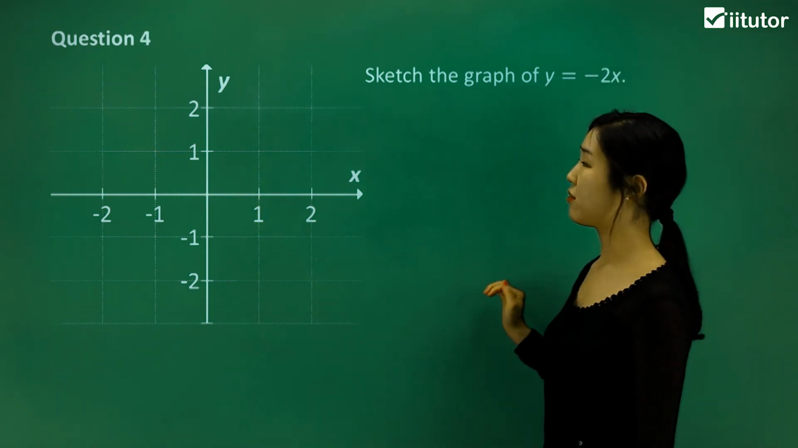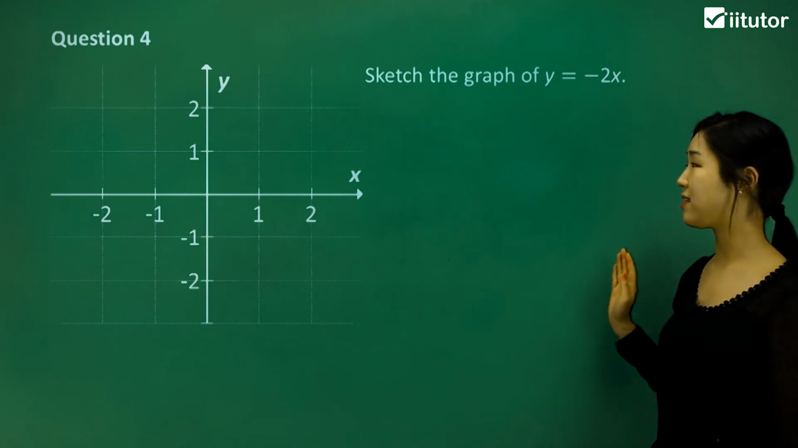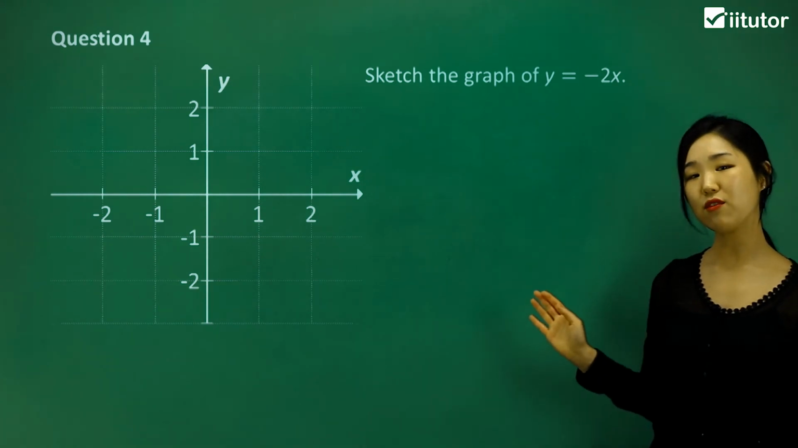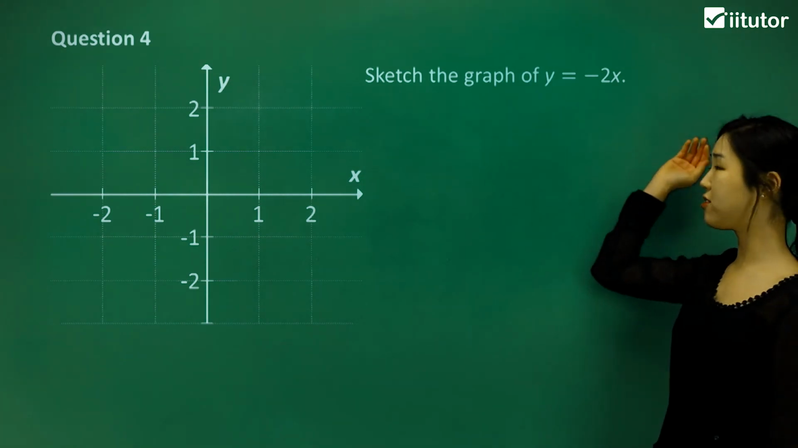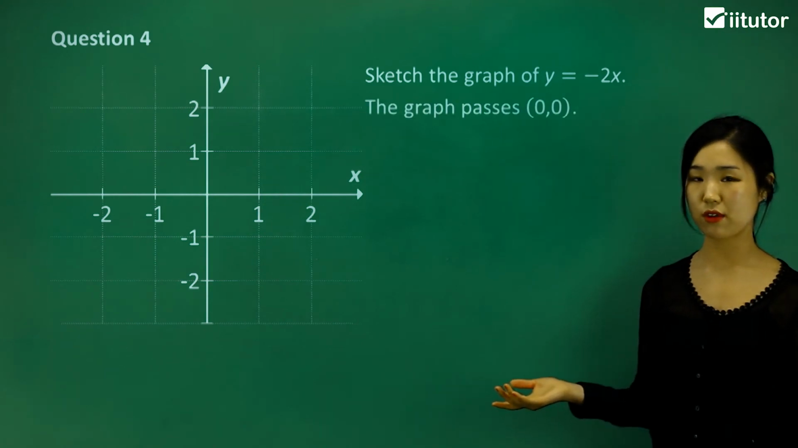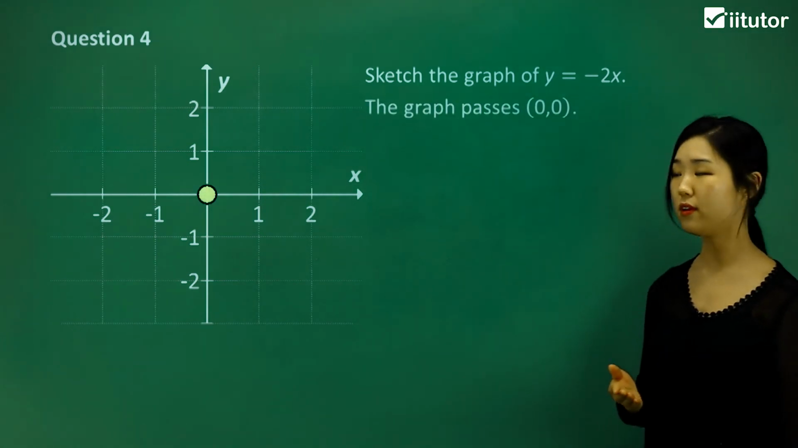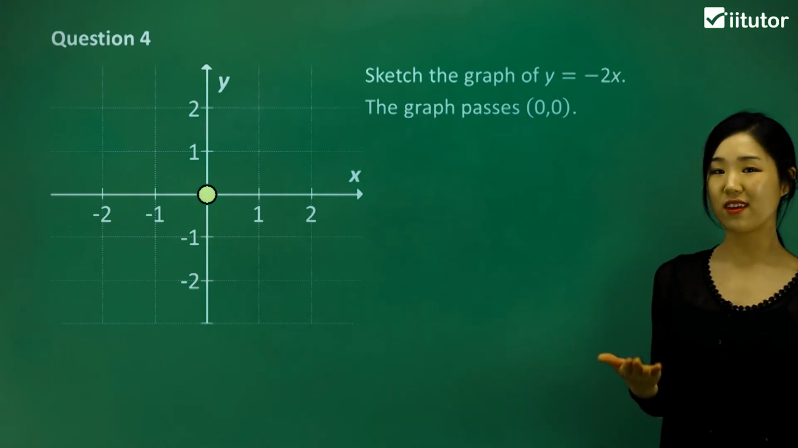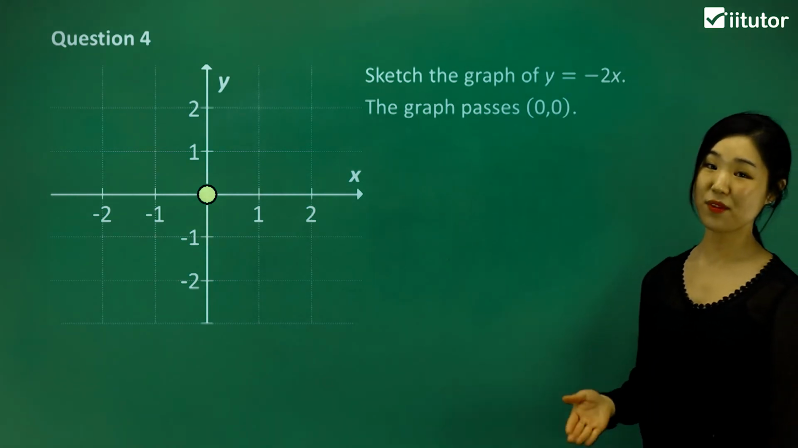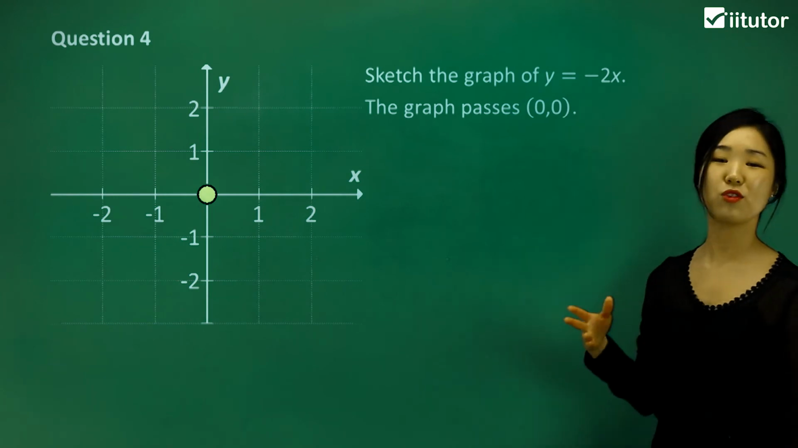Next one, question 4. This time I want to sketch y equals negative 2x. Now negative 2x, again, there's no constant following, so it must pass through 0, 0. So I plot 0 to start off with, so I know where it passes through. Now, what is the gradient, guys? Can everyone just tell me what the gradient is? Simply the coefficient of x, which is negative 2.